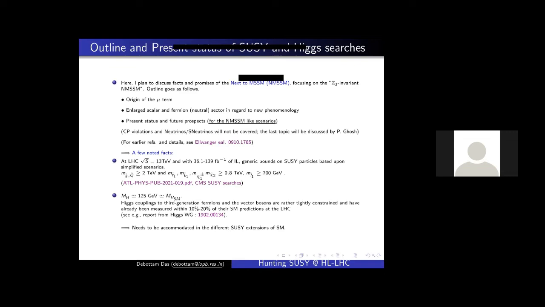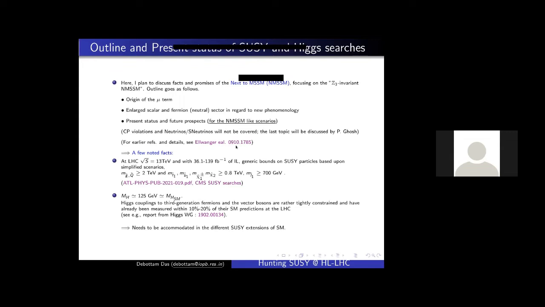And then, of course, this requires discussing the present status and future prospects of these specific NMSSM-like scenarios. Mainly, I will focus on the singlet sector of the NMSSM. In this talk, I will not talk about anything related to CP violation or neutrinos and sneutrinos. I believe that last topic will be covered by Pradipto Ghosh, and these are again interesting areas in the context of supersymmetry. For earlier references and details, I refer to this nice review by Ellwanger et al. Here you will get all the details necessary.